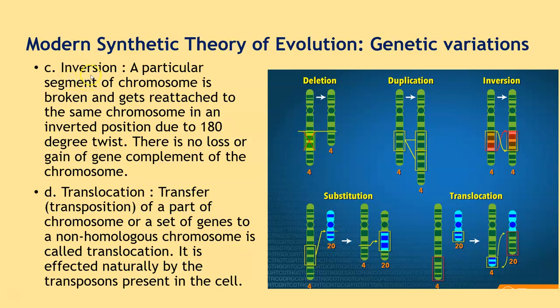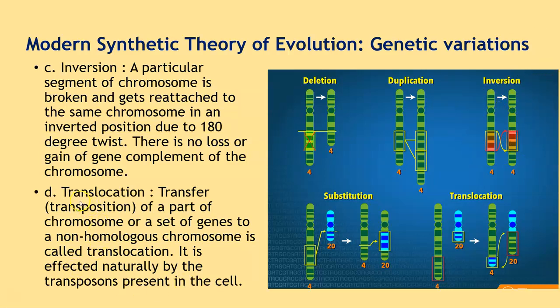Students, the next factor responsible for chromosomal aberrations is inversion. Now, a particular segment of the chromosome is broken and gets reattached to the same chromosome in an inverted position due to a 180-degree twist. In this case, there is no loss or gain of the gene complement of the chromosome. Have a look at this image here. See that this region which is marked here gets removed out and it inverts itself, takes a 180-degree turn and gets attached in the same place. So it just gets reversed. So this phenomenon is called inversion.